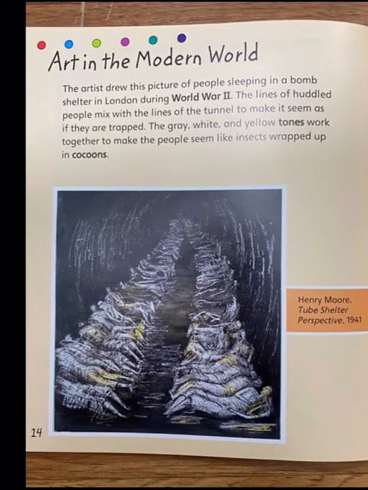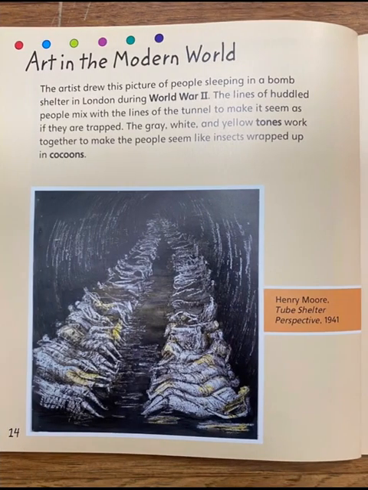Down at the lake. Art in the modern world. The artist drew this picture of people sleeping in a bomb shelter in London during World War II. The lines of huddled people mix with the lines of the tunnel to make it seem as if they are trapped. The gray, white, and yellow tones work together to make the people seem like insects wrapped up in cocoons.